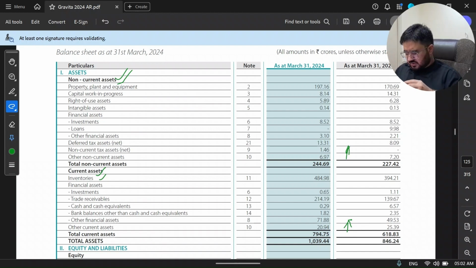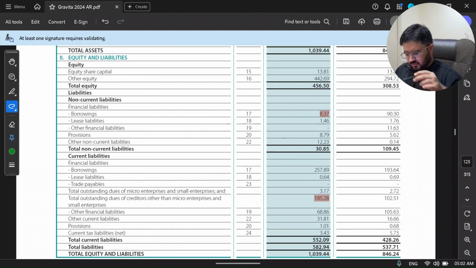Now let's go to the other section. So this is the equity and liability side. Very important is total equity. It should always increase, which is the case over here as well. Liabilities should decrease. Borrowings is the money that the company owes to the banks or from where it has lent it, and it should decrease. So from 90 crores it goes straight to 8 crores, which is extremely good.